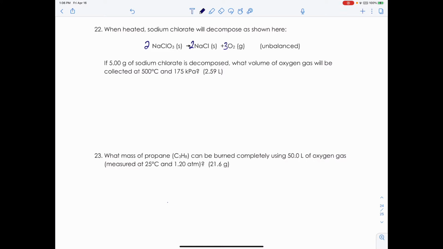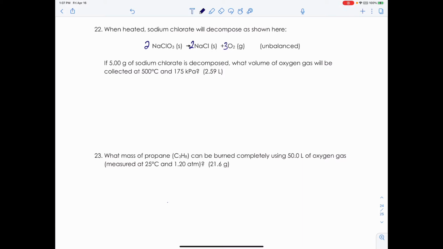If it was collected at STP, then we have a unit multiplier that we can use. There's 22.4 liters of any gas in 1 mole at STP. But this is not STP, so we can't use that unit multiplier. So let's jump in and see what we can do.